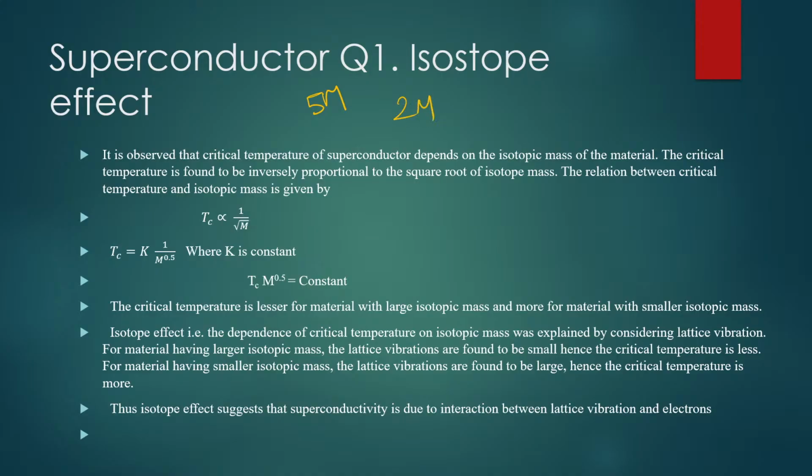If they are asking for 2 marks, then it will be: the critical temperature is found to be inversely proportional to the square root of the isotopic mass. That is enough for 2 marks. If they are asking for 5 marks, then go through the whole thing.